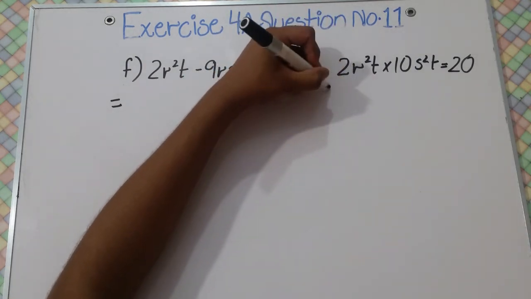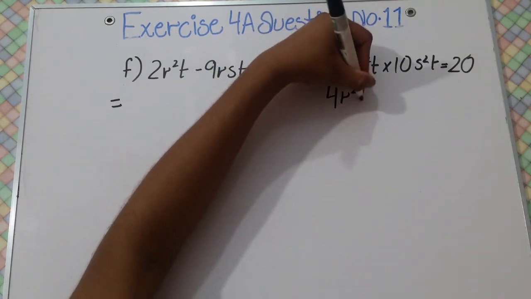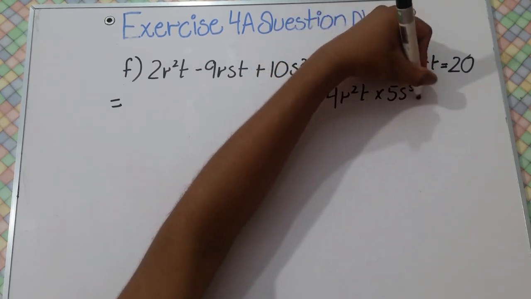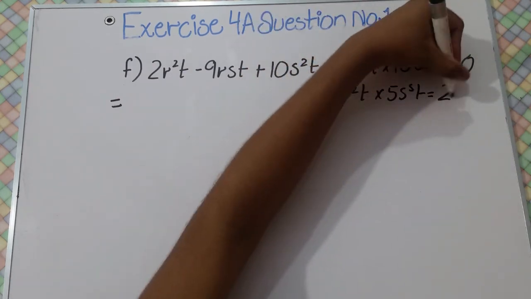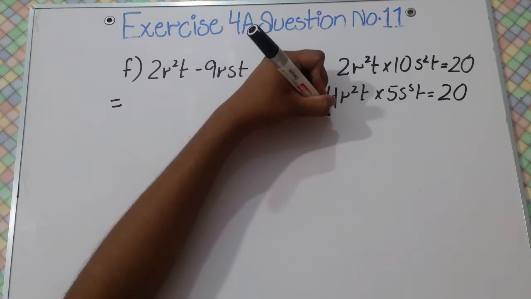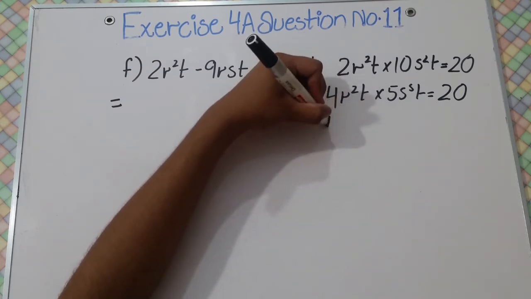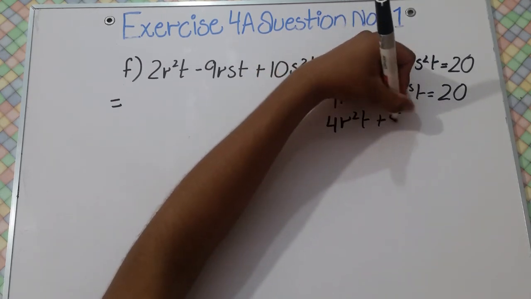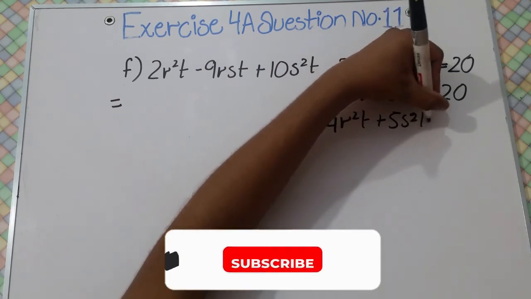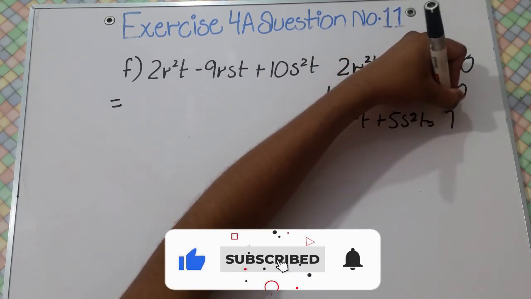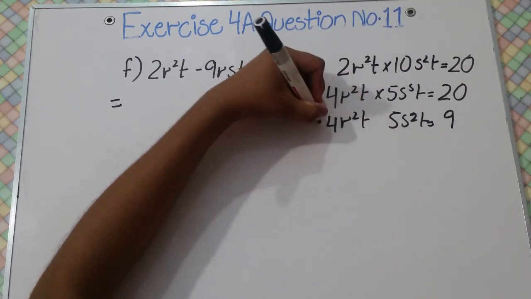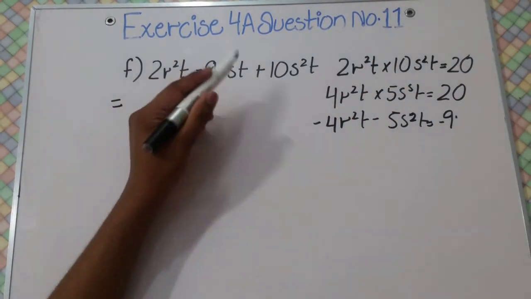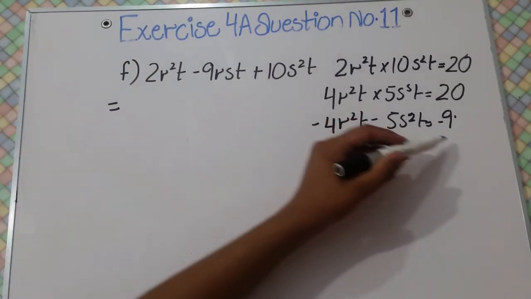So if we multiply 4r square t with 5s square t, it is 20 and the variables. But if we add them, means if we add 4r square t with 5s square t, it would be 9, or minus 9 if we change the signs. Okay, and the variables r s t. So we are finding out the middle term.